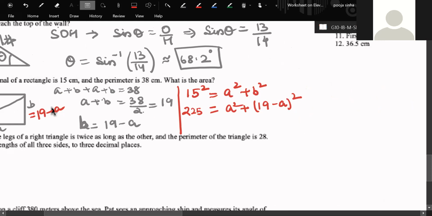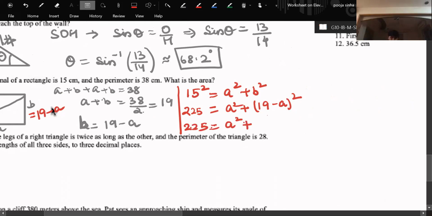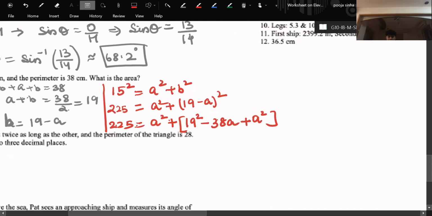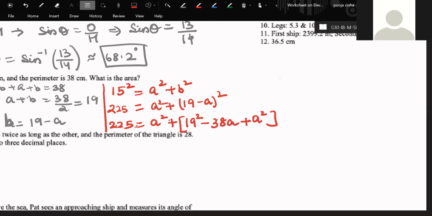Okay. So 225 is equal to A square. Now I'll apply what formula? A square plus B square plus 2AB? Which is 19 square. I'll put that in a bracket. Minus 2AB, which is 2 into A into 19, which is 38A, plus A square. Wait, miss, when it's 2AB, isn't it 2 times A and 2 times B? 2 into A into B. Oh, so B doesn't get times 2. No. Okay.